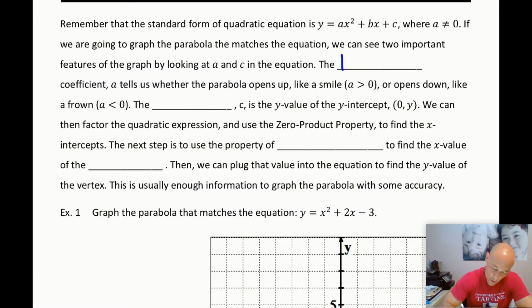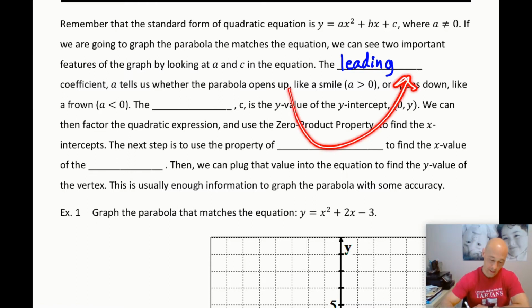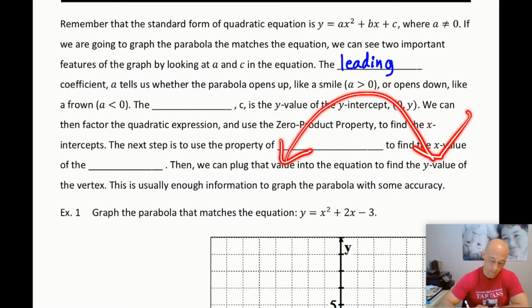The leading coefficient, a, tells us whether the parabola opens up like a smile, a greater than 0. So it opens up like a smile, like this, when a is greater than 0. But if a is less than 0, then it opens down like a frown.